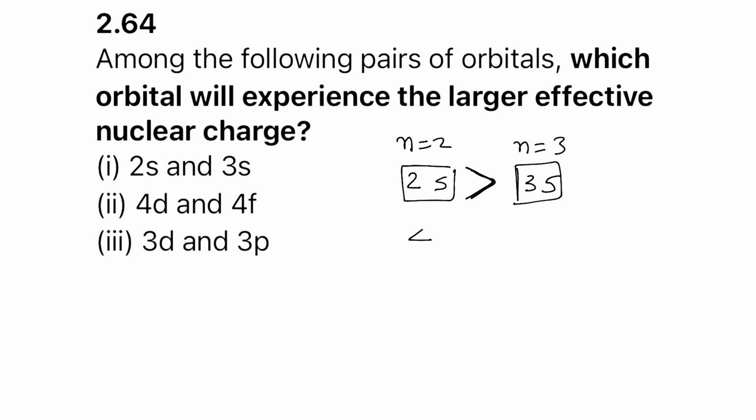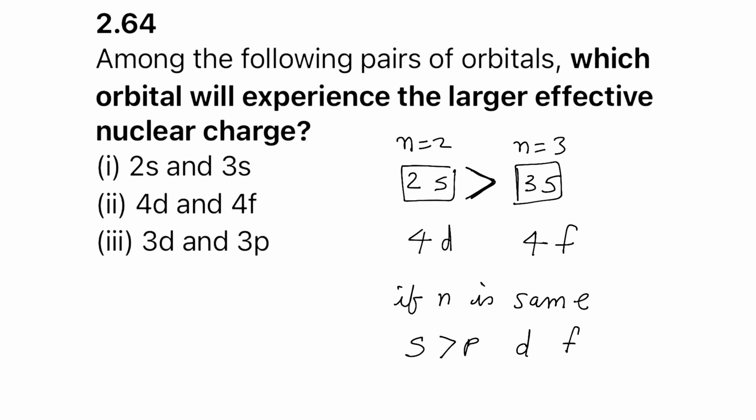Next is 4d and 4f. If n values are same, then this is the order, okay? s, p, d, f. s experiences maximum, then p, then d, least for f. Now in this particular question you can see that n value is same, so you have to check the subshell. Here d subshell and here f subshell. Which experiences more effective nuclear charge? d. Easy, right? Okay, so it's 4d. Clear? Easy.